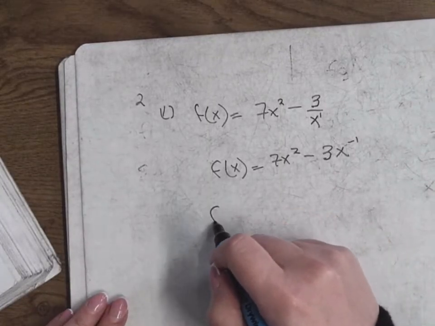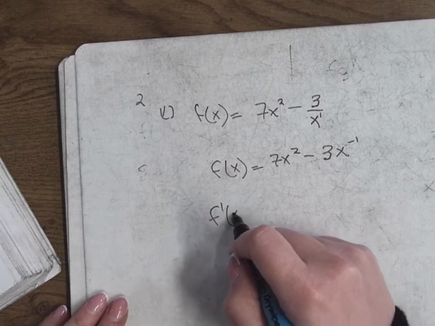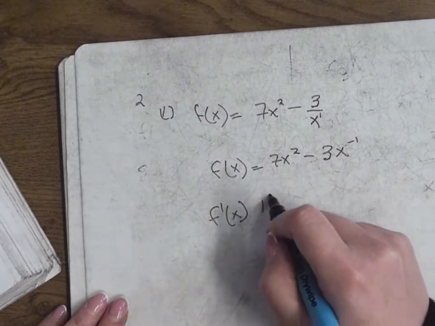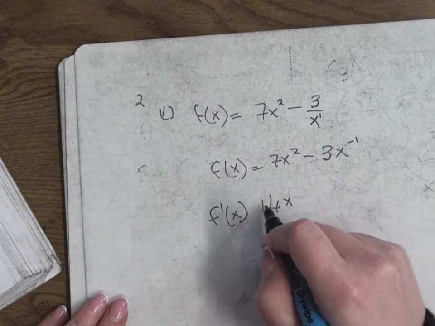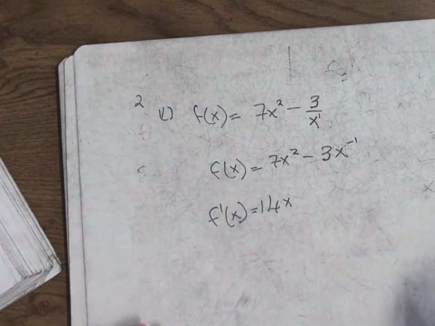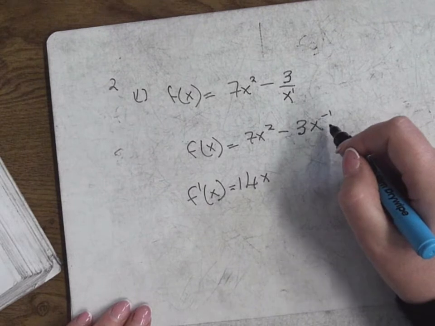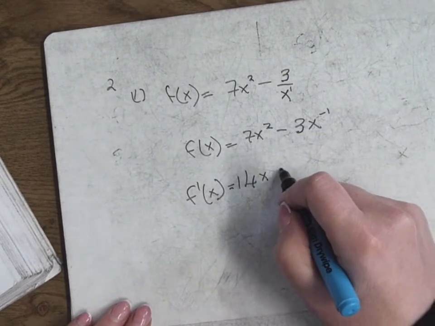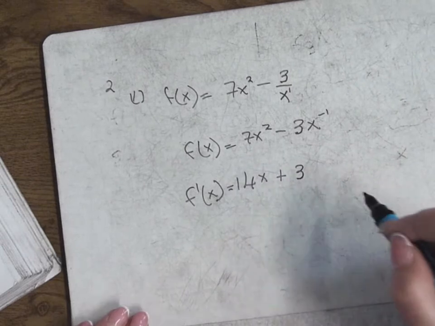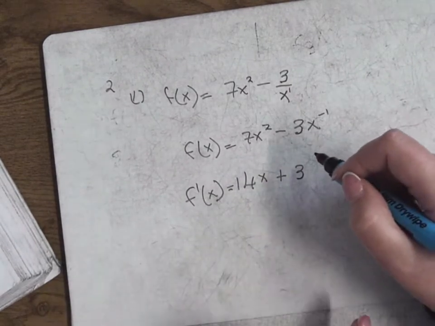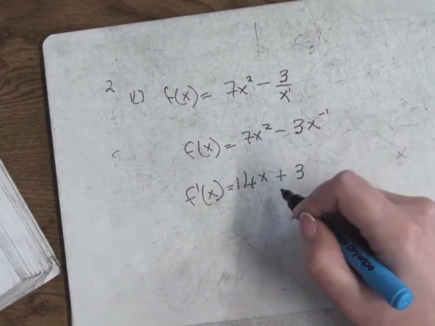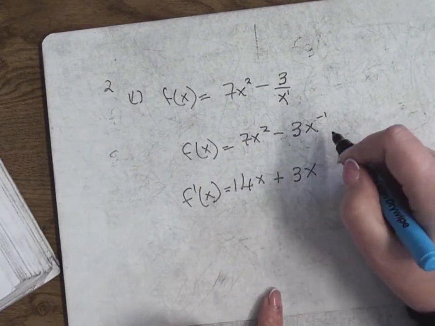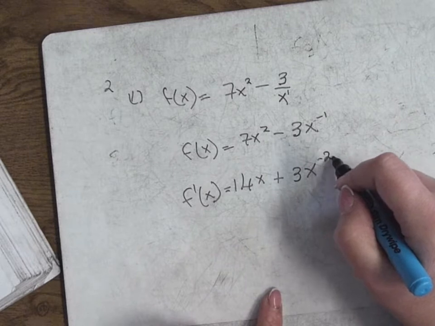Okay, differentiate. F dash of x: bring the power down in front, 2 by 7 is 14, reduce the power by 1, so it's now x to the power of 1, or just x. Here, bring the power down in front, so it's minus 1 by minus 3, which is plus 3. Then reduce the power by 1, so minus 1 minus 1 is minus 2.